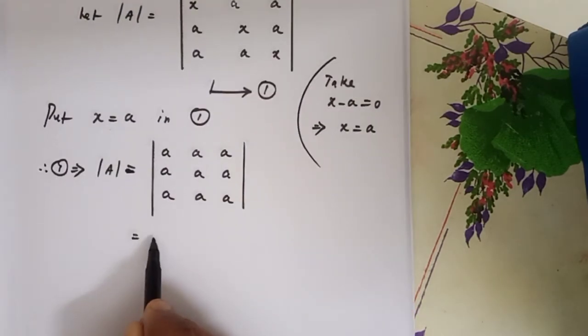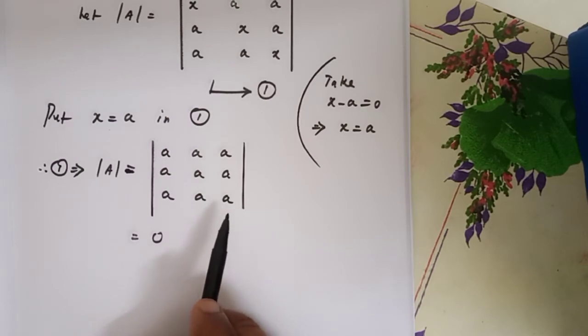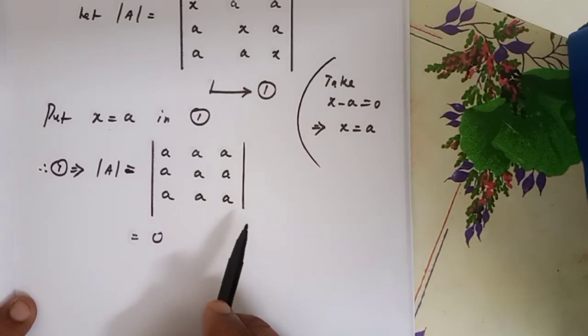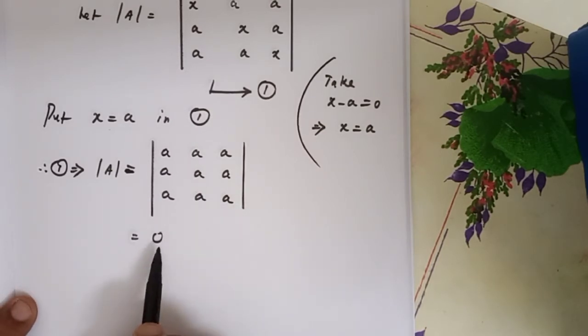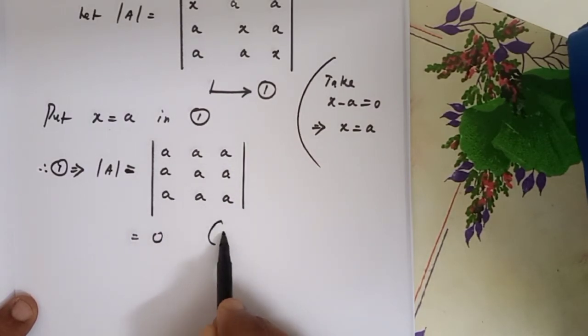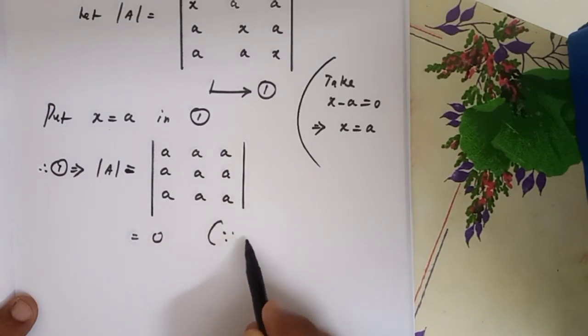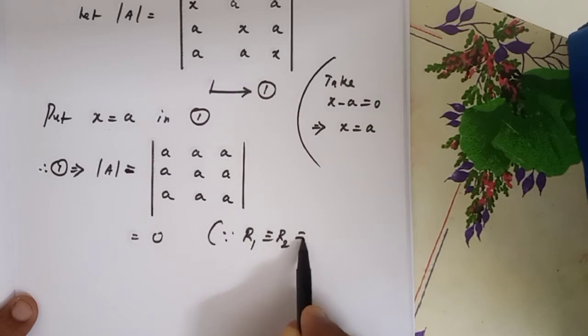Here you write 0, because you know that in a determinant, if any two rows or any two columns are identical, then the value of the determinant is 0. Here we have 3 rows identical. You just write the reason. Even you can say 3 columns are identical. Write any one of them. I write here R1 is identical to R2 is identical to R3.